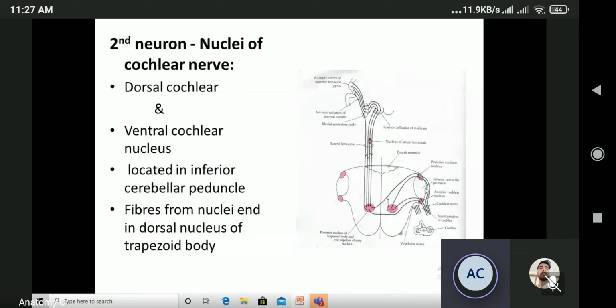Now the fibers from these nuclei, the ventral as well as the dorsal, end in the dorsal nucleus of the trapezoid body. This is the dorsal nucleus of the trapezoid body. You can see the fibers coming from these nuclei synapsing here in the dorsal nucleus of the trapezoid body. That is the second order neuron.